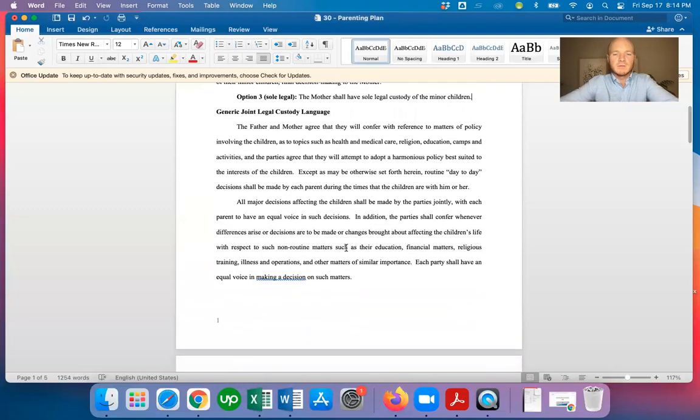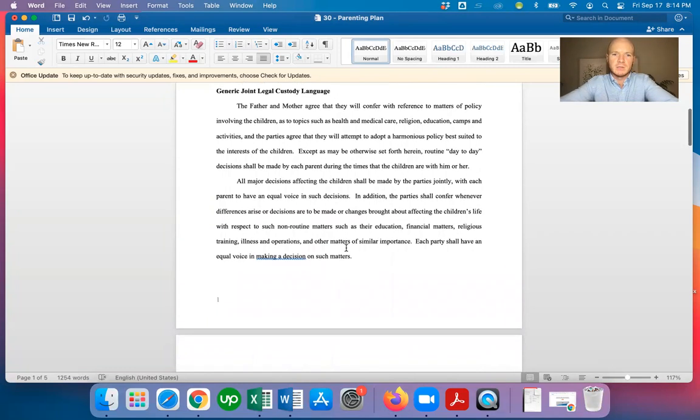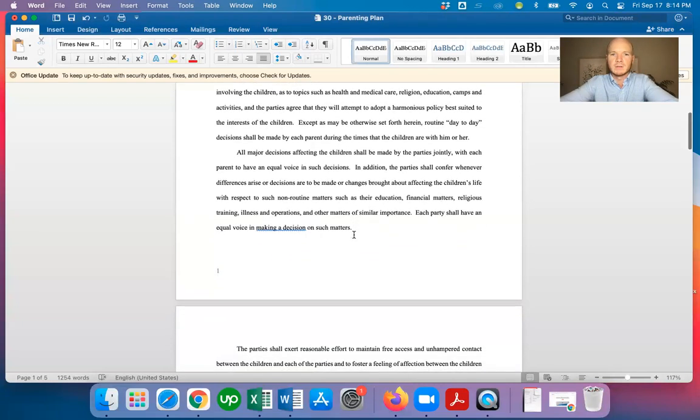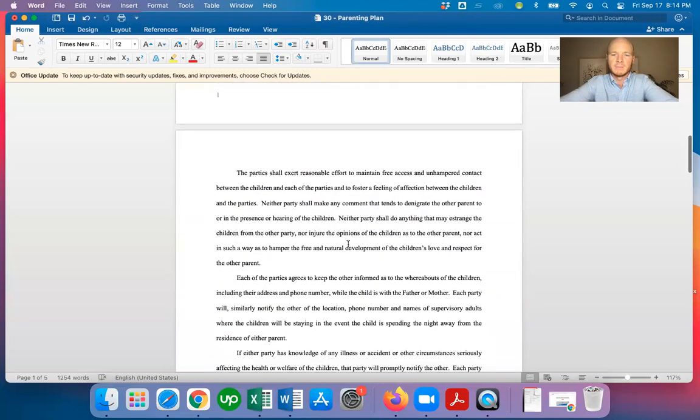All major decisions affecting the children shall be made by the parties jointly, with each parent to have an equal voice in such decisions. In addition, the parties shall confer whenever differences arise or decisions are to be made or changes brought about affecting the children's life with respect to such non-routine matters as their education, financial matters, religious training, illness and operation, and other matters of similar importance. Each party shall have an equal voice in making a decision on such matters.